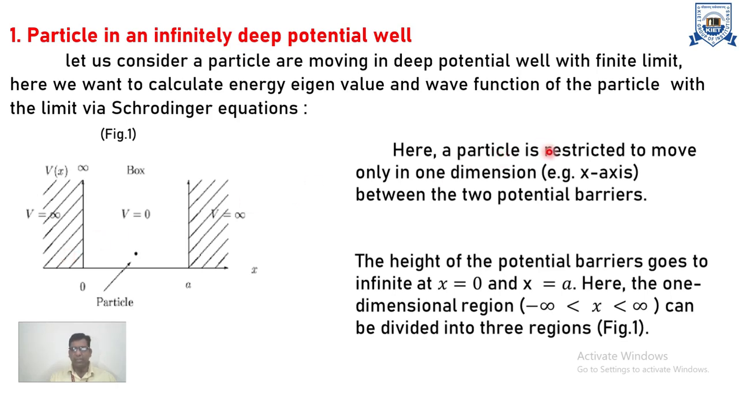We know that the particle is restricted to move only in one dimension, between two potential barriers. If you see, V is equal to 0 inside the limit, and outside the limit V will be infinite. The height of the potential barrier goes to infinity at x equal to 0 and x equal to a. In the one-dimensional region from minus infinity to infinity, x can be divided into three regions.